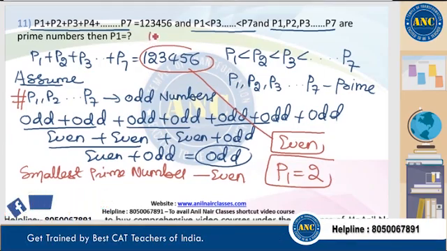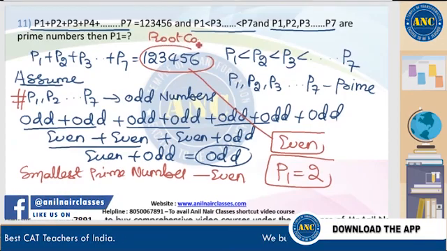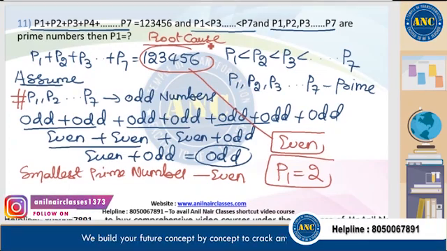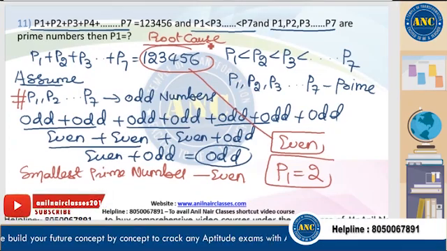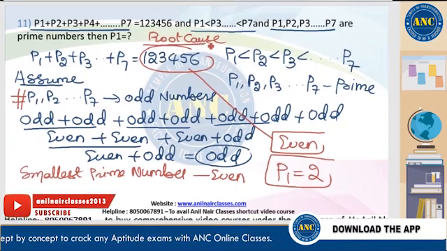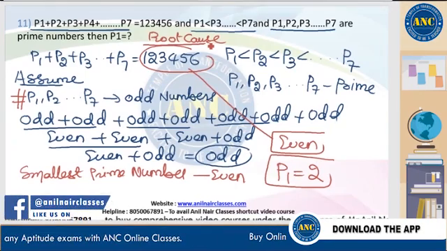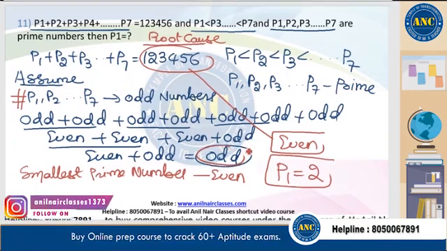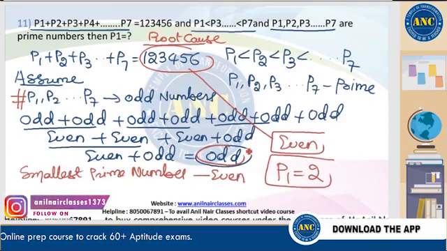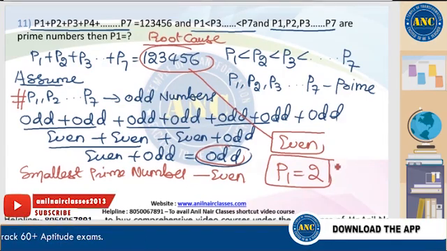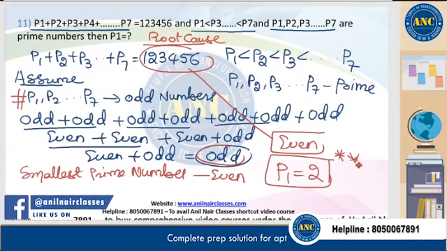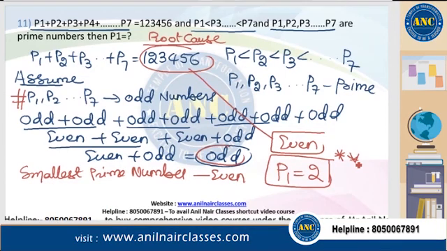The root cause of the problem is the right hand side in the question. The right hand side is an even number, and the number of prime numbers given is odd. If I add an odd number of odd numbers, the result will be odd. But according to the question, the right hand side is an even number. So the answer for this question is P1 equivalent to 2. The root cause is that the right hand side is an even number and an odd number of prime numbers are added on the left hand side.